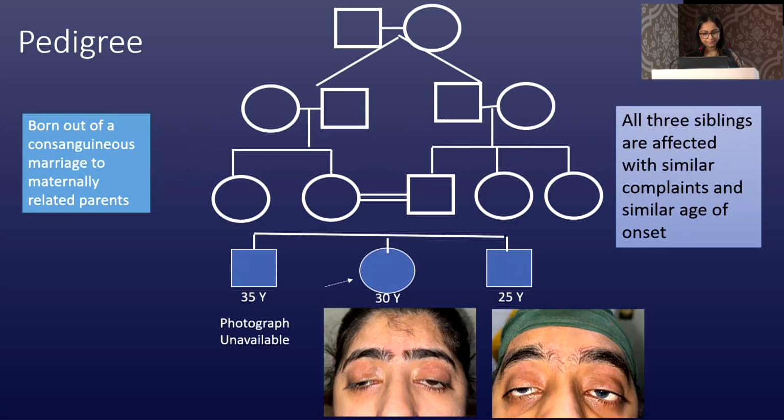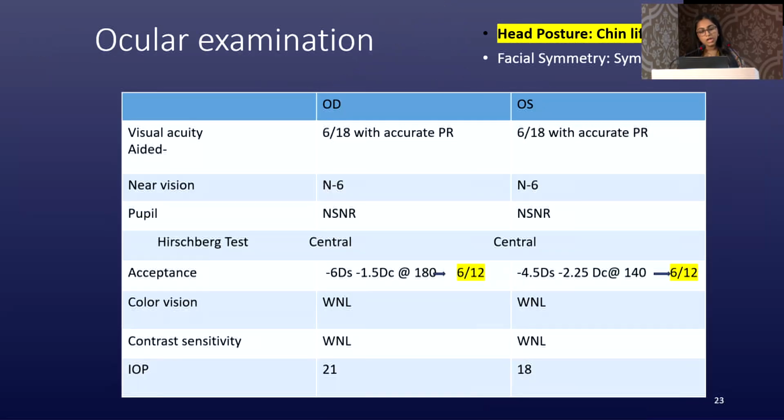There was no history of double vision, no limb pain, no loss of sensation, and the patient is a regular glass wearer. The pedigree was the interesting part: the patient was born out of a consanguineous marriage to maternally related parents, and all 3 siblings were affected with similar complaints and similar age of onset. On ocular examination, the vision was 6/12 in both eyes, and again the patient had a chin lift.